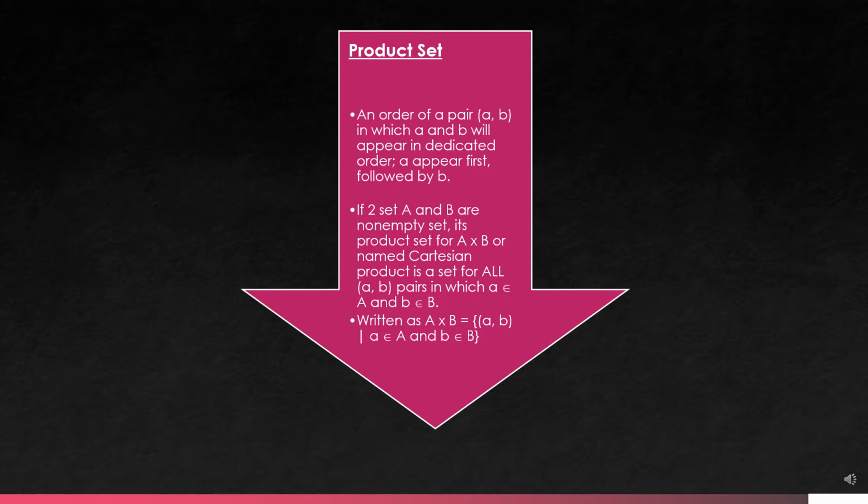If two sets A and B are non-empty sets, their product set, A times B, also named the Cartesian product, is the set of all pairs (a, b) in which a is in set A and b is in set B. It is written as A times B equals the set of (a, b) where a is in A and b is in B.